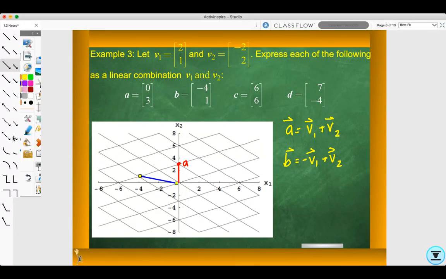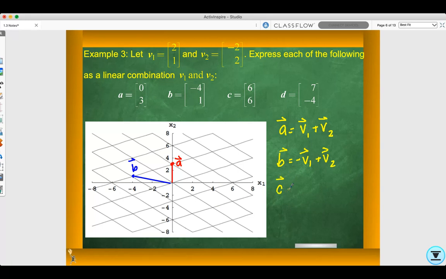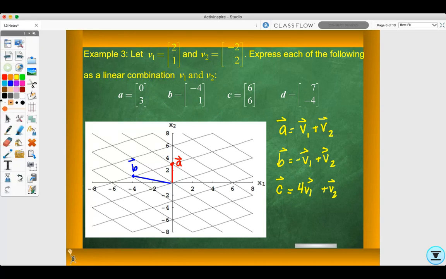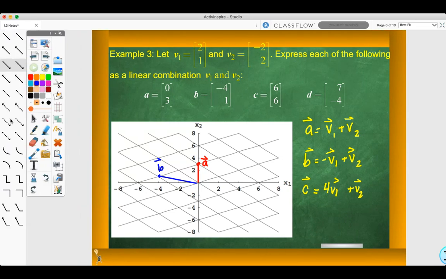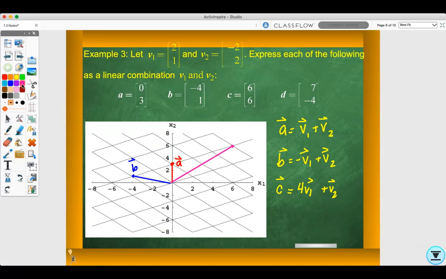And that would look like that. That would be vector B. Let's look at vector C. C, I could express, it's 6, 6. I could express it as 4v1 plus v2. So 6, 6 would look like that, and that would be my vector C.